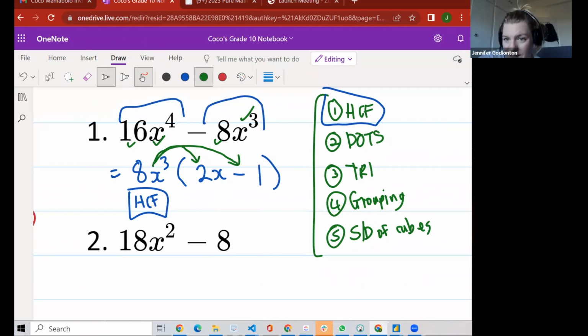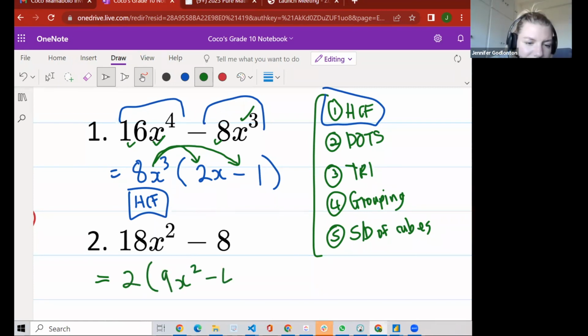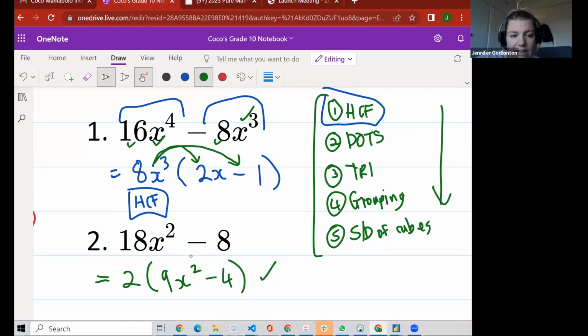Okay, I'm seeing some nice answers coming through here in the chats. Great start. So we're definitely going to start by taking out a 2. We're going to take out that 2 and we're going to be left with 9x squared minus 4. That's great. So if you got to that point, definitely give yourselves a mark. But there's something that we can do further than this. So go through your list over here and see what else we could do after that.